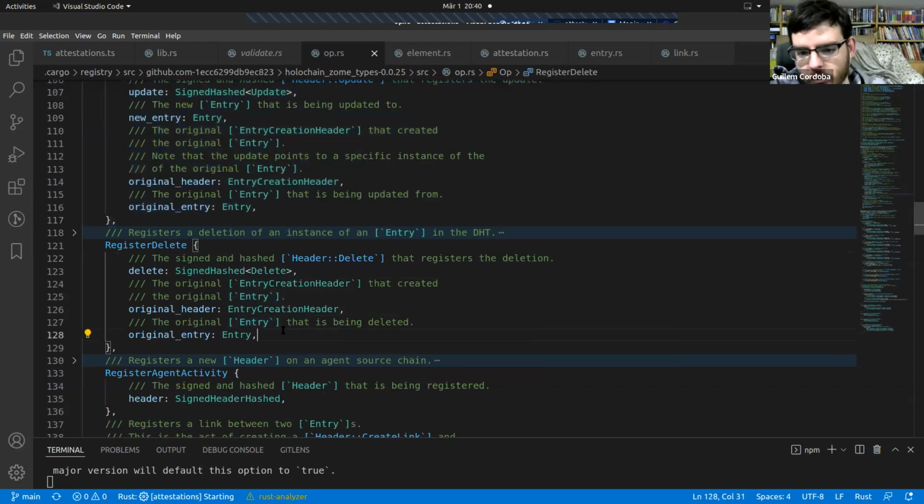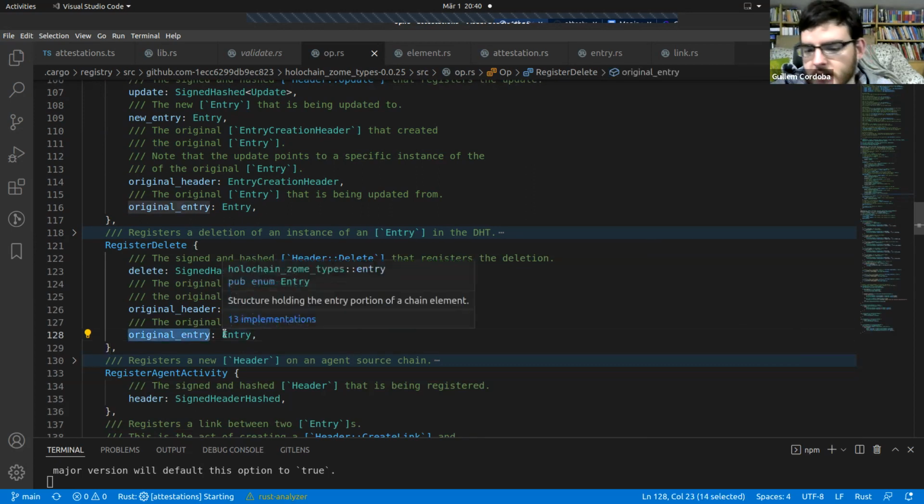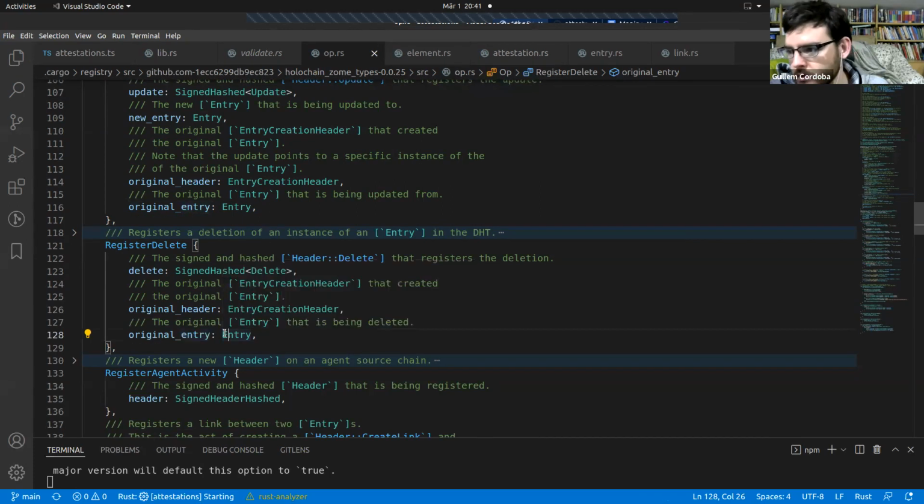In RegisterDelete, you are going to validate that something can be deleted. That's the basic gist. This entry is the one that's being deleted. So if you say only tweets that have 100 characters or more can be deleted, this is where you would say it, right?